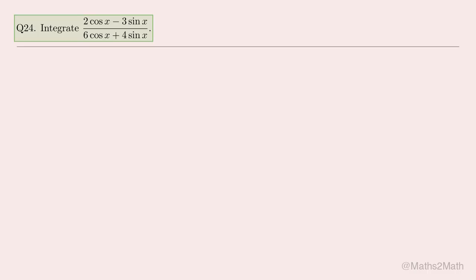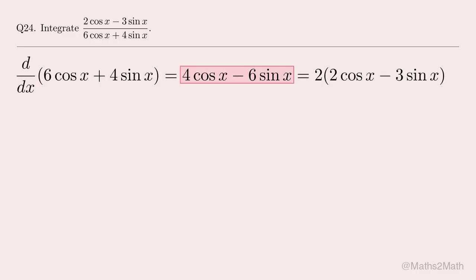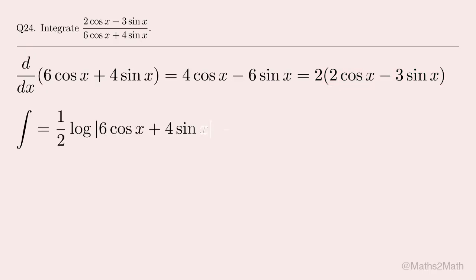Question 24. Compare the numerator with the derivative of the denominator. They differ by exactly a factor of 2. The denominator differentiates to minus 6 sine plus 4 cosine, which is twice the numerator. So the integral is half the log of the denominator.